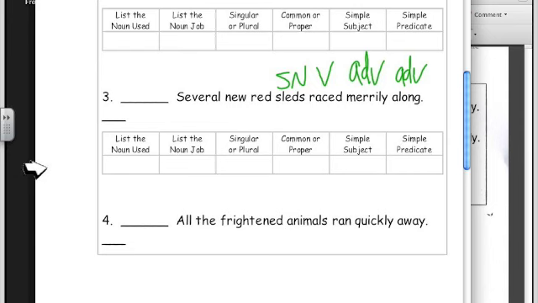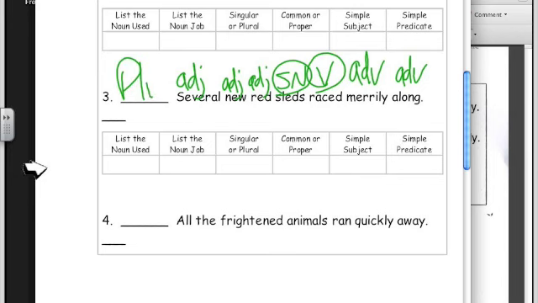What kind of sleds? Red. Adjective. What kind of sleds? New. Adjective. How many sleds? Several. Adjective. Subject noun, verb, pattern 1, check. Period, statement, declarative sentence. Go back to the verb and divide the complete subject from the complete predicate.